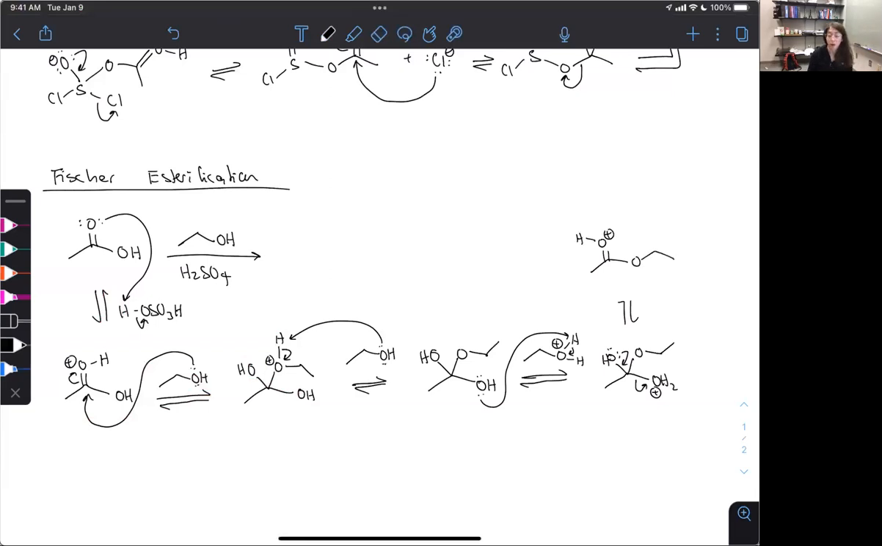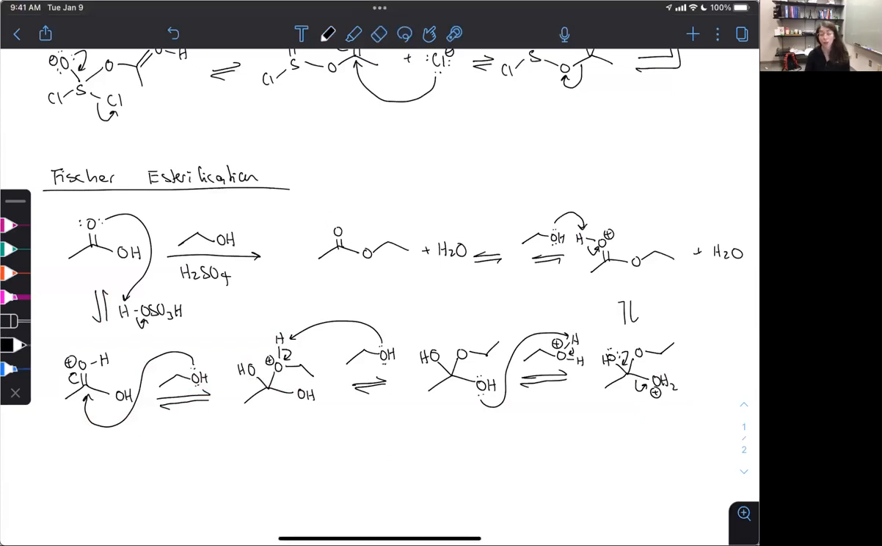Get to our protonated ester. And then we can bring in another ethanol to deprotonate that and get to our final product. And we've also made water along the way, right? In this step right here. So let's add a little over here.